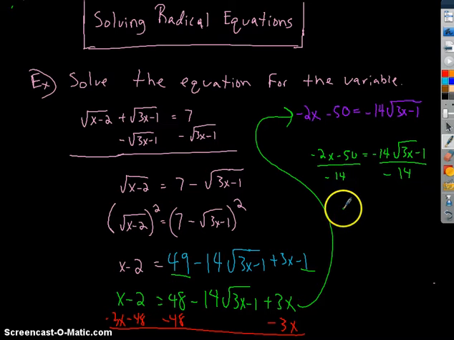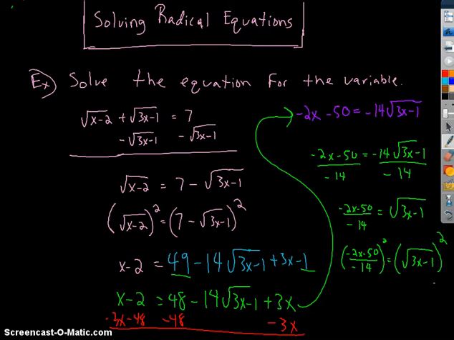When you actually do that, you wind up having a fraction, negative 2x, subtract 50, all over negative 14. And that's equal to the square root of 3x subtract 1. Now the radical is isolated. Now we've done that, we can square both sides. So when you square both sides, you wind up with this.